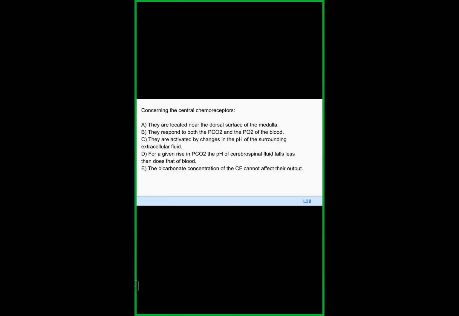All right, so C is correct. They are activated by changes in the pH of the surrounding extracellular fluid. An important thing about central chemoreceptors is that they respond to changes in the pH. And if there is any change in, for example, PCO2, because like I mentioned before, carbon dioxide increases hydrogen ions, which causes a decrease in pH, they would be activated. It's important to remember, though, that central chemoreceptors do not respond to oxygen. They specifically respond to pH differences.